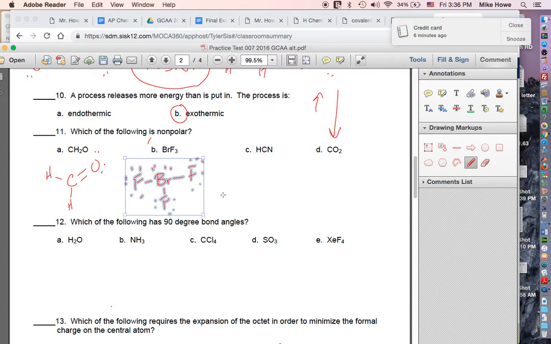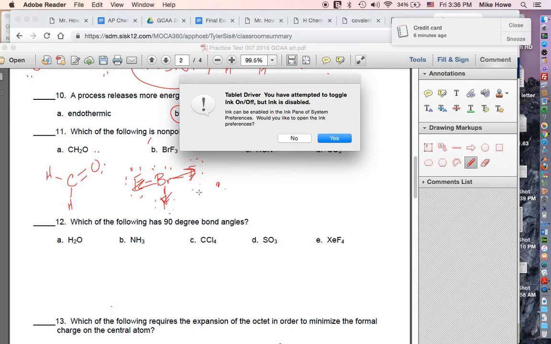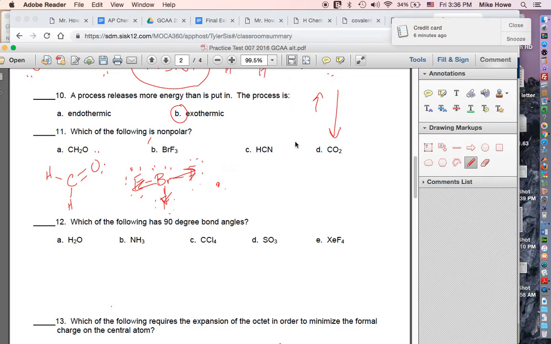So you have 5 domains, and the vectors are not going to cancel. See, they're going to move in this direction, and in this direction, and in this direction, so that it'll be a polar molecule. Whoops, hit the wrong button.